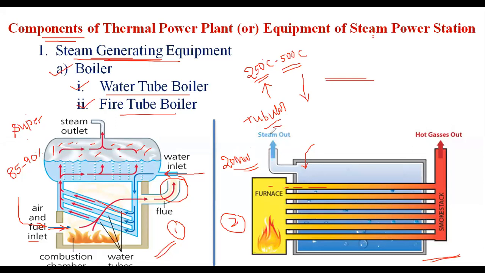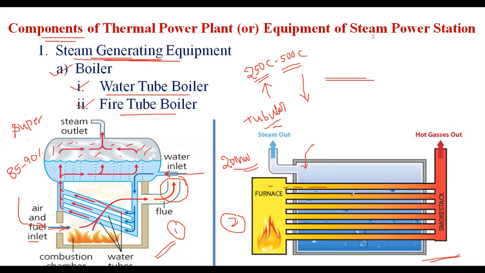The fire tube boiler is not suitable for the large power plant, and it occupies more space because it is internally fired and the outside is surrounded by the water. For that purpose, the space requirement is more, and the construction is very difficult in the fire tube boiler. The maintenance is also very difficult, and the transportation is also difficult because in the fire tube boiler the weight is more. Due to that, the transportation is difficult.